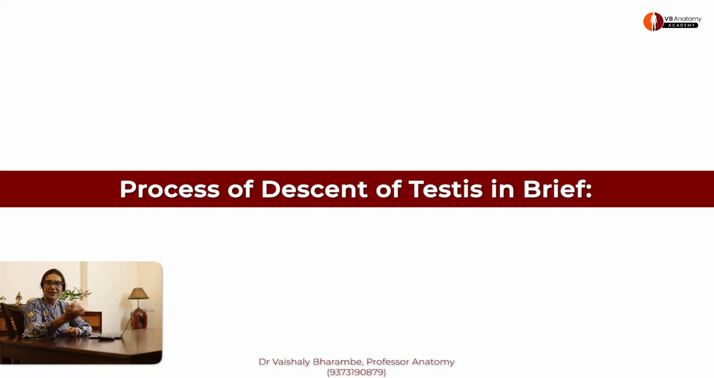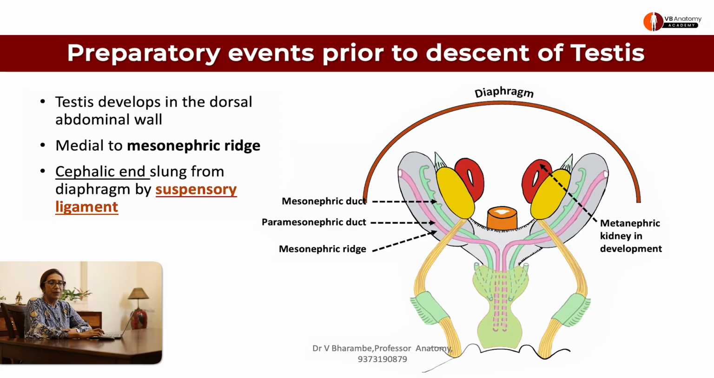Okay, so let's quickly run through the process of descent of testes because that matters to understanding cryptorchidism. So come, what happens? Now this here is the diaphragm, this here is the developing testes, and you can see how at the cranial end, at the upper end, it is suspended from the diaphragm. That means it's anchored to the diaphragm with the help of a suspensory ligament. There is no way testes can descend.